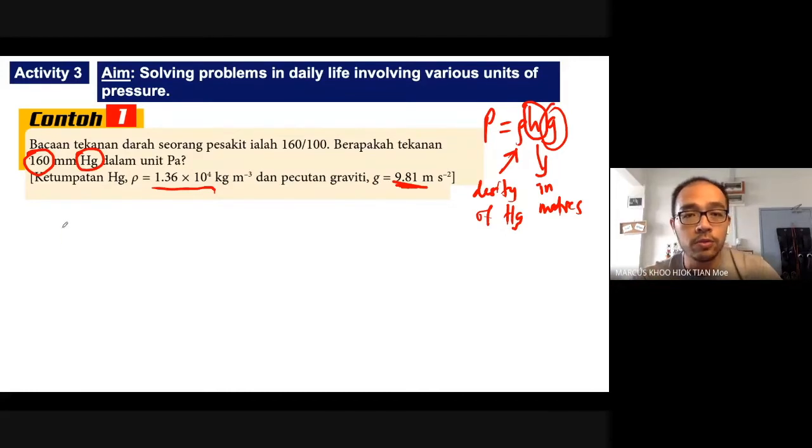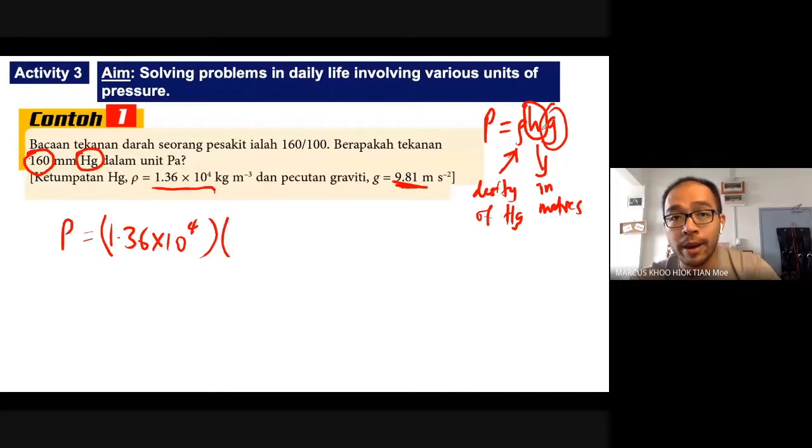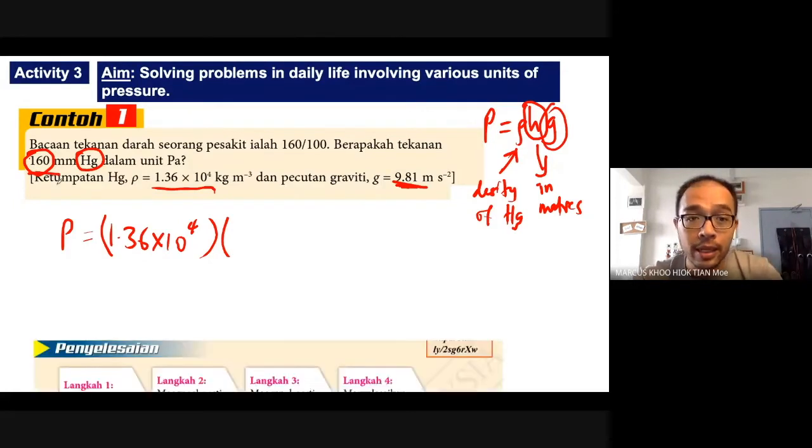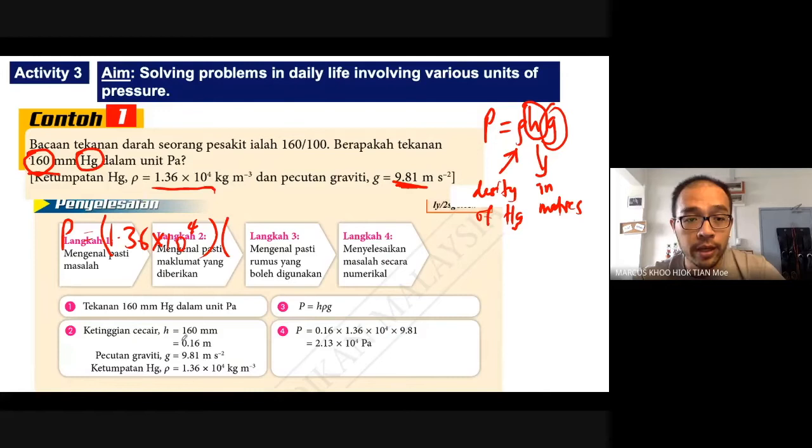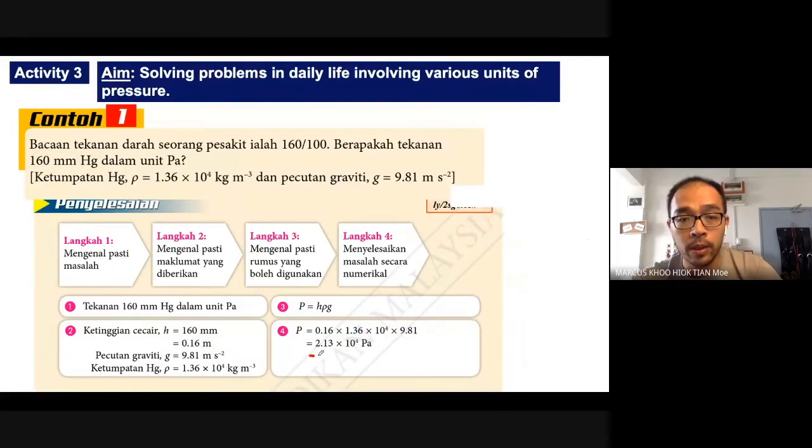So this will be P equals 1.36 times 10 to the power of 4, that's the density of mercury. The only problem is now my H has to be in meters. 160 millimeters converted into meters is about 0.16 meters. So you put the 0.16 over here, 1.36, 9.81, and you get 2.13 times 10 to the power of 4 pascals.